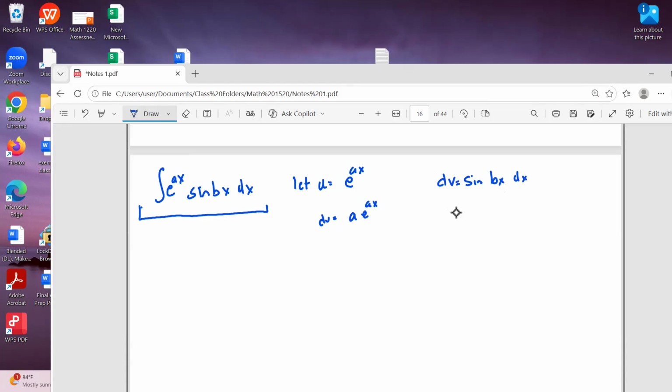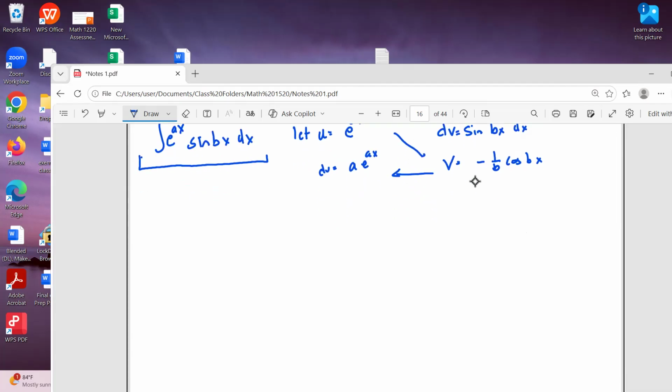Okay, so let me show you what happens with this. So v is going to be negative 1 over b cosine of bx. If you take this derivative, you're going to get back to this piece right here. Now I usually do a swish and flick here in order to do my integration by parts. So I just draw my box and a diagonal and then flash back over.